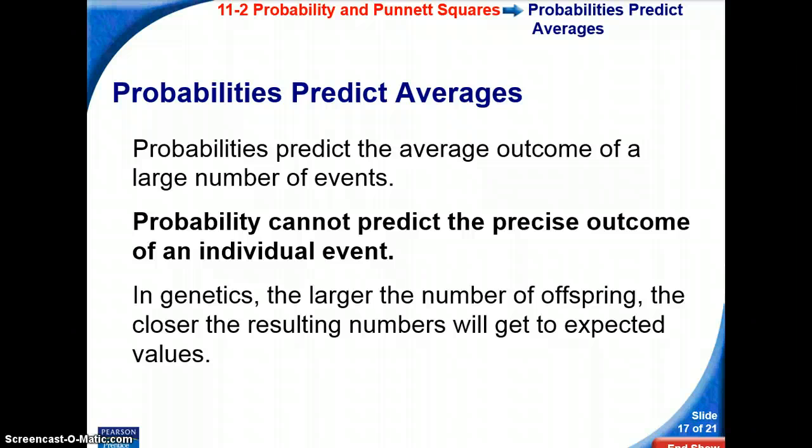And this happens when you roll dice as well, or if you flip a coin, for example. So if you flip a coin and you get 50% heads, 50% tails, the more you flip that coin, the closer it's going to get to the 50%. If you flip a coin twice, you're probably not going to get one heads and one tail, but the more you flip it, the closer you're going to get to that 50%.